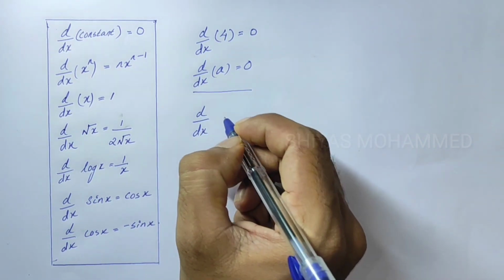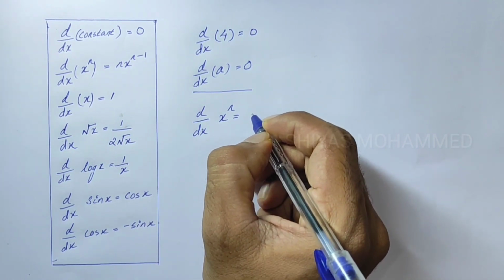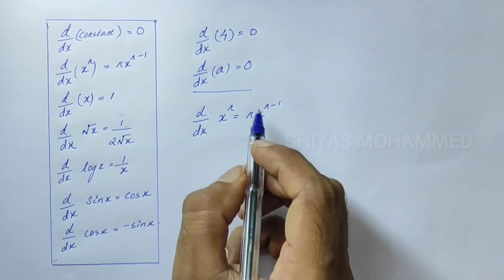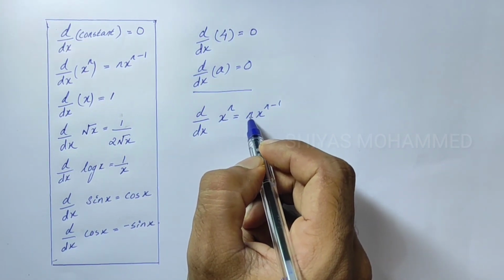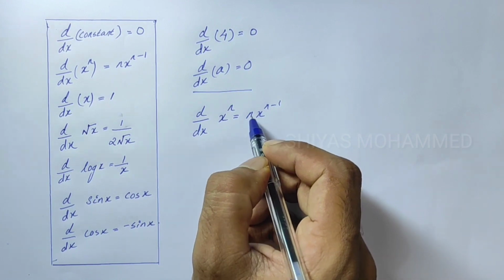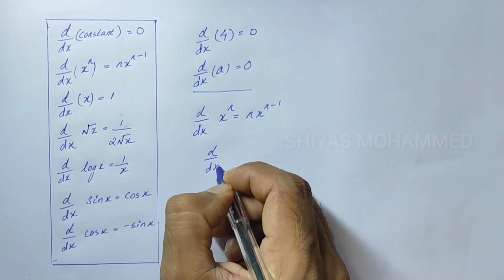Now the second and very important one is that the derivative of x to the power n is equal to n x raised to n minus 1, which means that we write this power on the left side and subtract 1 from the power, n x to the power n minus 1. We can do some examples.